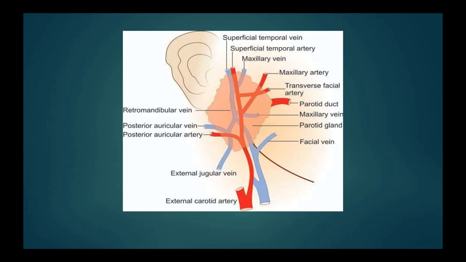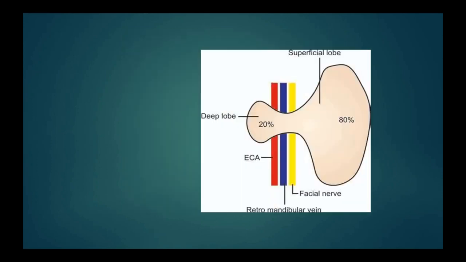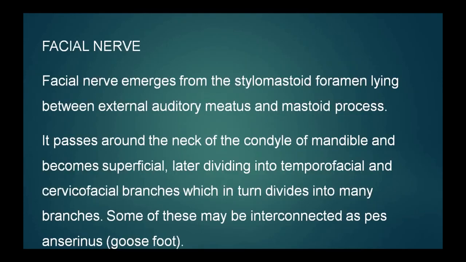This picture shows the structures within the parotid gland, that is, between the superficial and deep lobes. Again, the same picture shows the structures within the superficial and deep lobes of the parotid gland. 80% of the gland is made by the superficial lobe and 20% by the deep lobe. The contents within the gland are, from superficial to deep, the facial nerve, the retromandibular vein, then the external carotid artery.